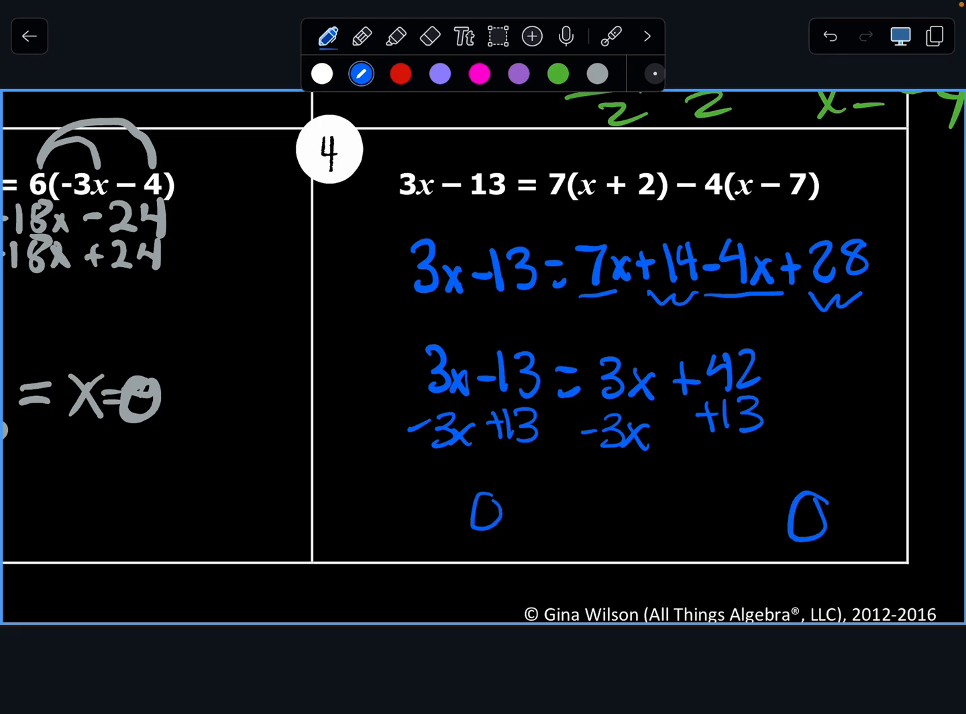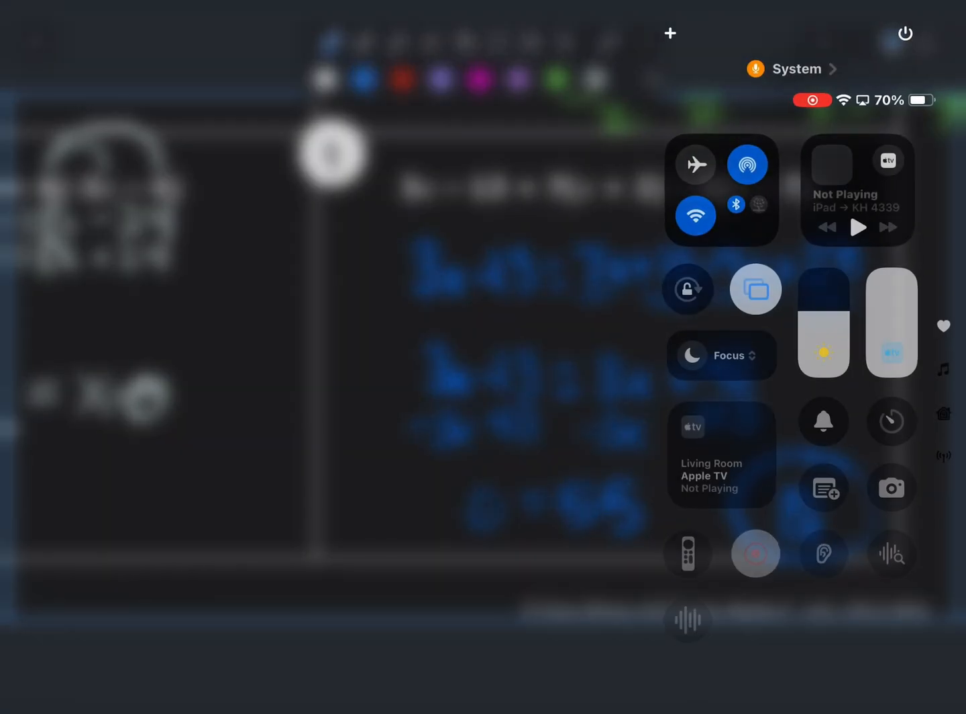It'd be no solution because you would get 0 equals, and you would have, what, 55 right here? So does 0 equal 55? No, so that is no solution. If you get 0 as an answer in this, they're going to be different. Okay?